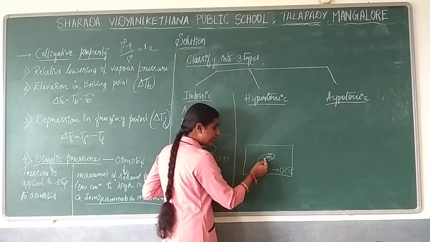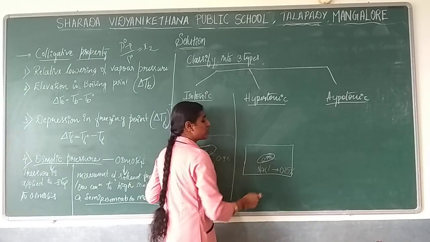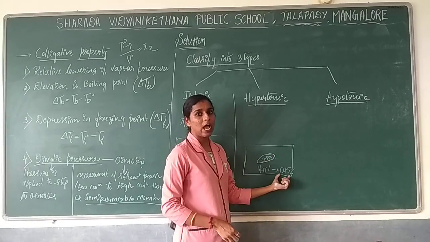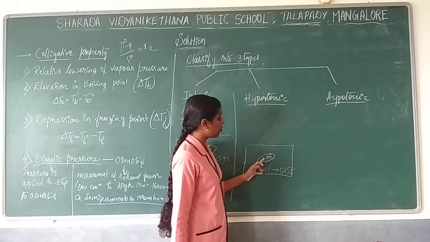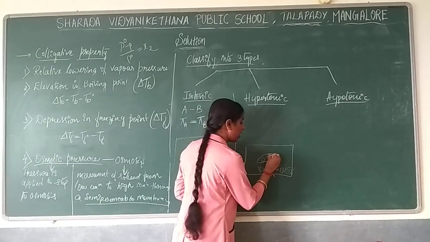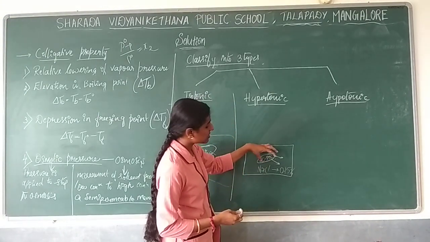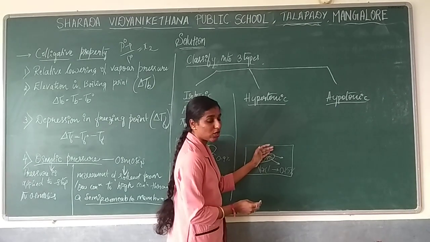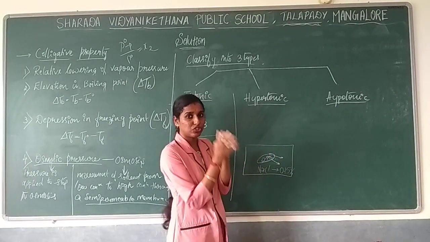So when you compare, this one has higher osmotic pressure. The concentration here will be less, and here the concentration is high. Osmosis means movement of the particle, the solvent, will take place from low concentration to higher concentration. So here the movement will be seen like this, and by that time the cell will shrink.